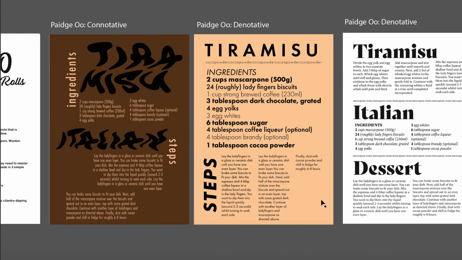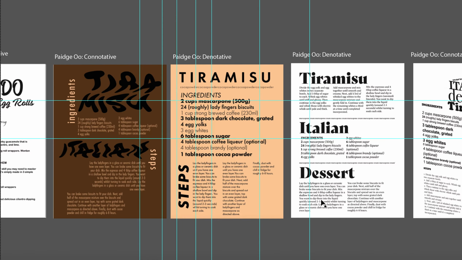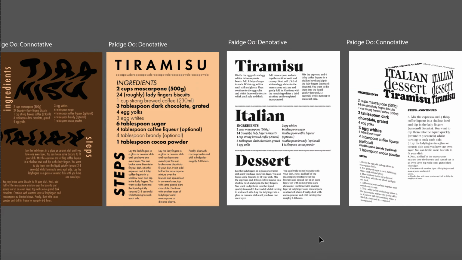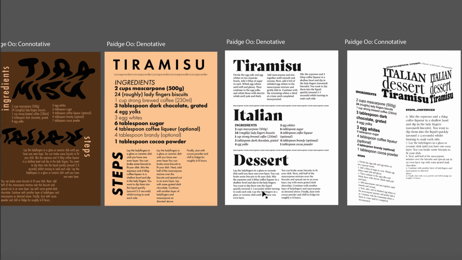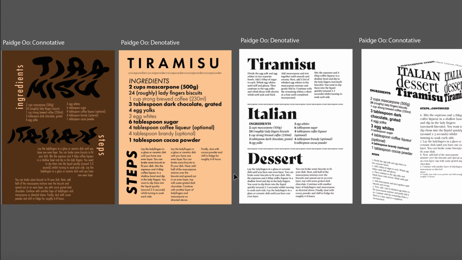Next we have Paidge. So Paidge, it looks like you have a few versions here. So the reason why I chose to see both is because I think there are some things that I see that are very strong in certain areas more than others. So I like where you're going with the color treatment here with the tiramisu, Italian tiramisu. That works nice with this version right here for your denotative.